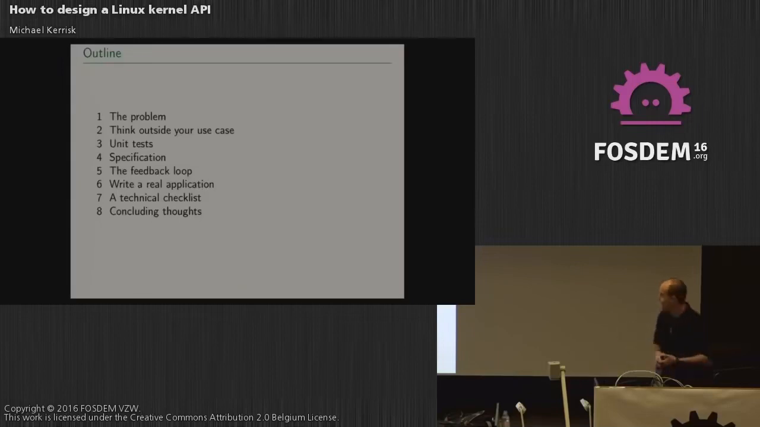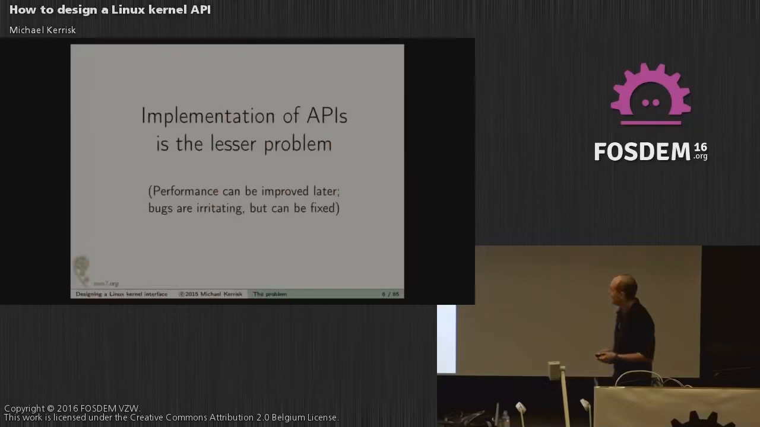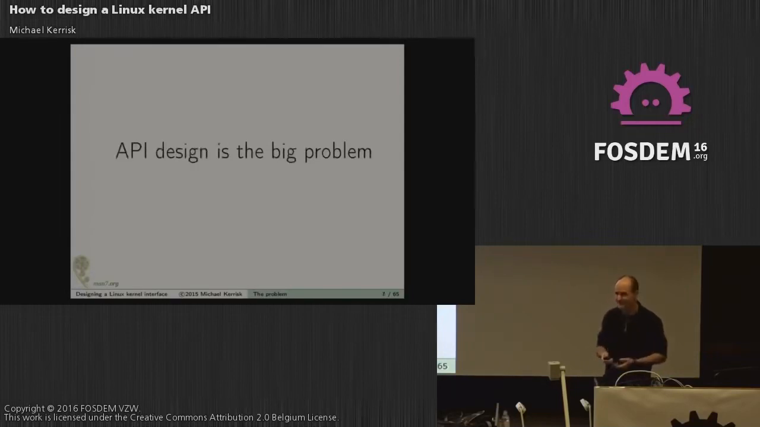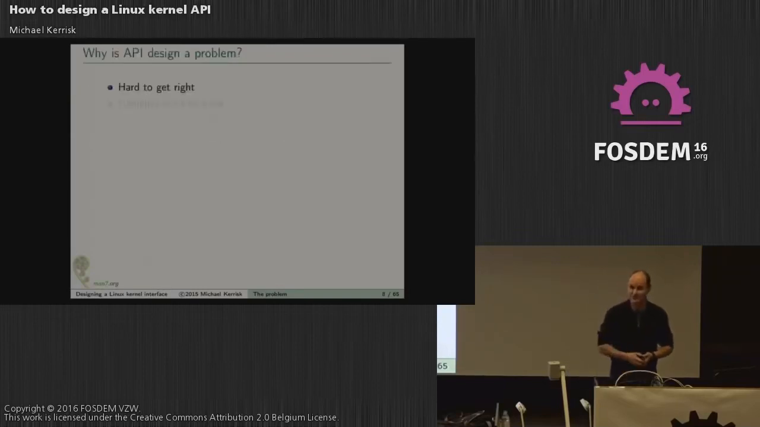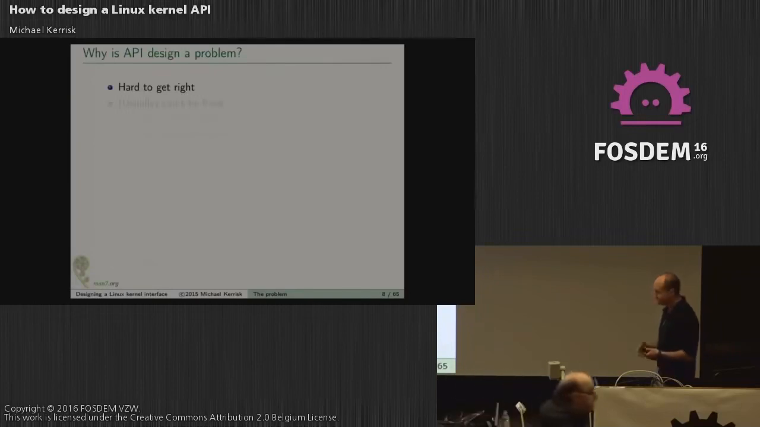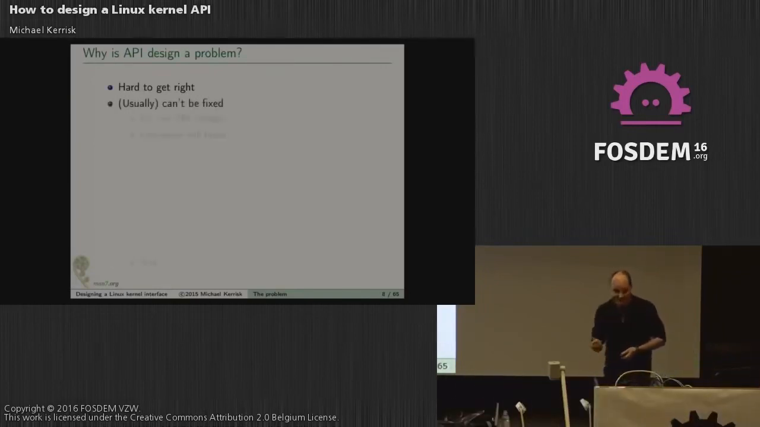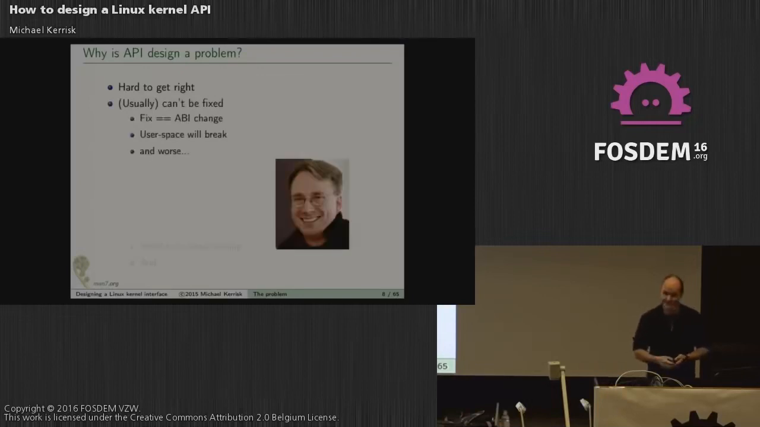And briefly, these are the sort of things I want to talk about. A lot of it is kind of obvious, and it's a question of why we don't do it or why we haven't done it much in the past. When it comes to APIs, implementation of an API is the least of the problems, I think. If you get the performance wrong, you can fix it later. If there are bugs, well, they're a bit irritating, but they can be fixed. The very big problem, of course, is actually getting a proper design for the API. API designs are hard to get right. You usually can't fix them once you've released them.